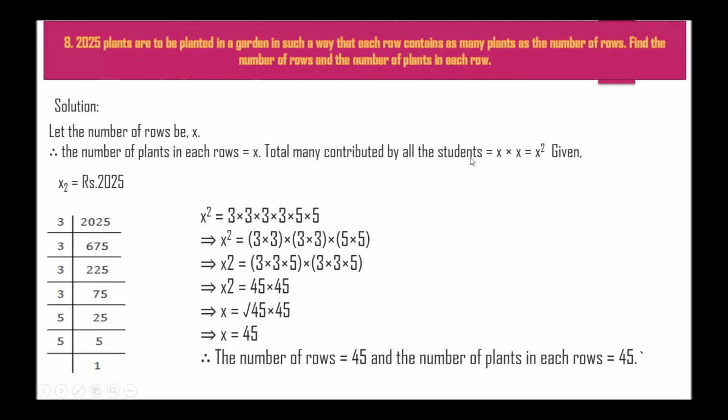Total number of plants is X into X, that is X square. So X square equals 2025. We can find it with the prime factorization method. So we will find X square equals 3 into 3 into 3 into 3 into 5 into 5. That is 45 into 45. That is, X equals 45.